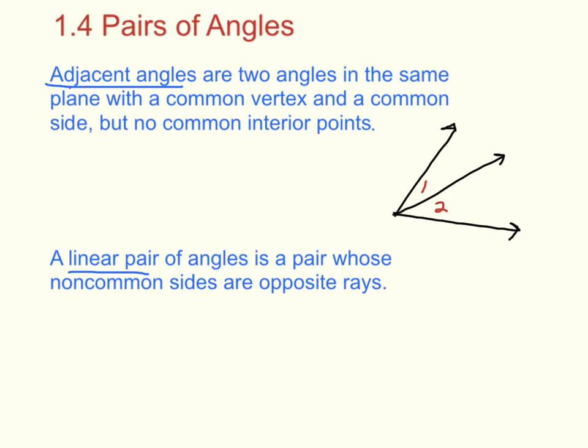A linear pair of angles is a pair whose non-common sides are opposite rays. So if I have an angle 3 and angle 4, they're adjacent. They're right next to each other. Here's the easiest way to look at them. They're adjacent angles whose non-common sides, this side here and this side here, the sides that are not common, are opposite rays. Basically, these are two adjacent angles that form a straight line. So if you have a straight line and two adjacent angles, you have a linear pair. Linear, it makes a line.